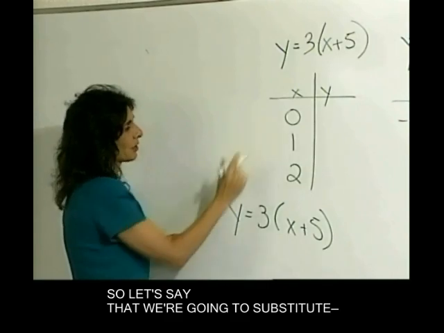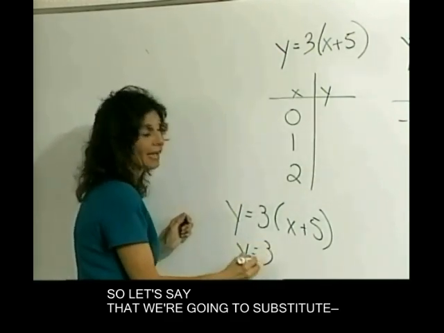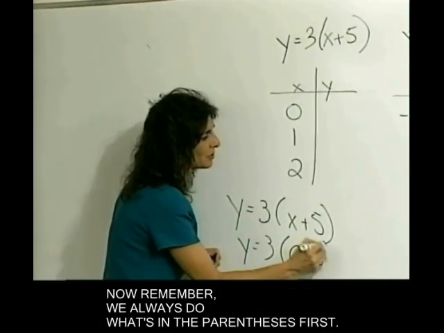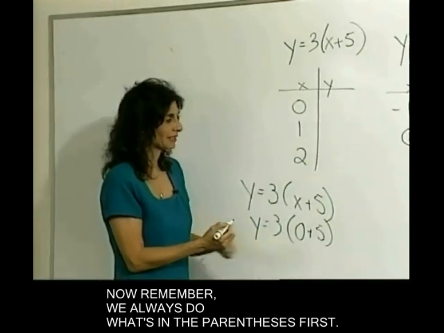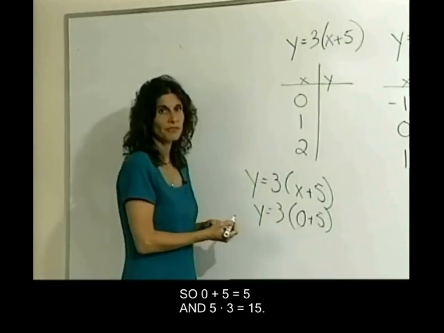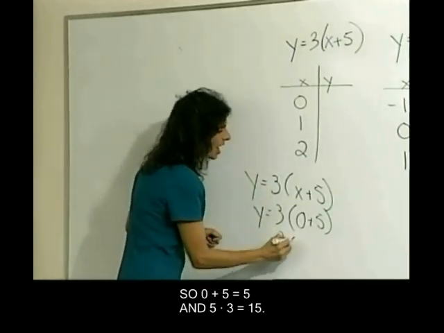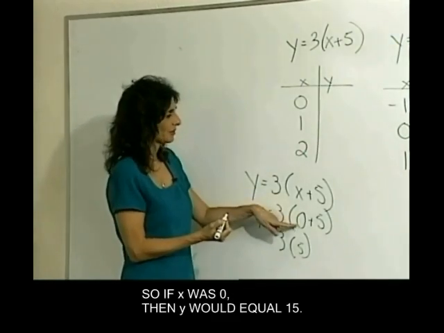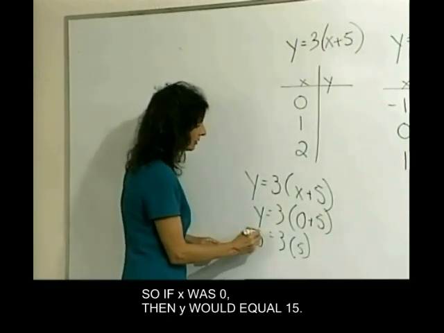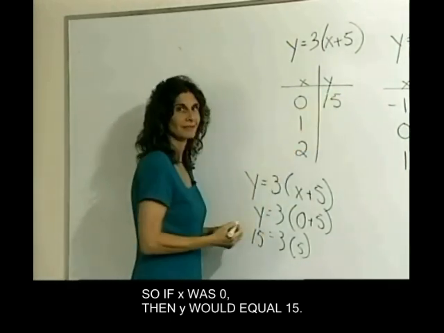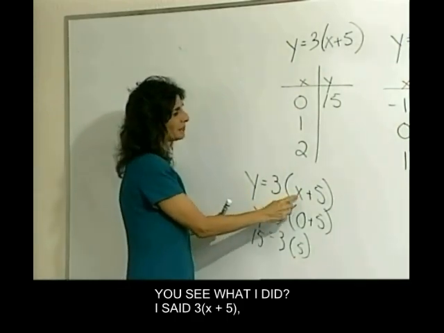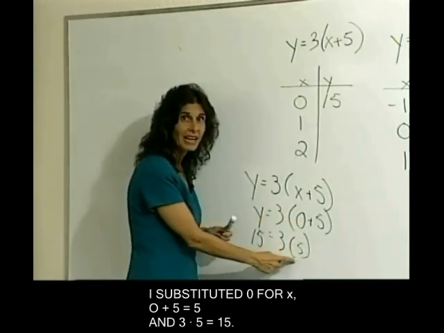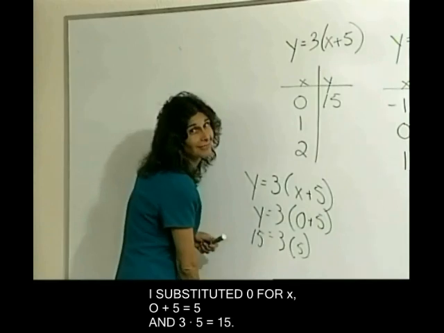So let's say that we're going to substitute 0 for x. So that would be 0 plus 5. Now remember, we always do what's in the parentheses first. So 0 plus 5 is 5, and 5 times 3 is 15. So if x was 0, then y would equal 15. You see what I did? I said 3 times x plus 5. I substituted 0 for x. 0 plus 5 is 5, and 3 times 5 is 15.